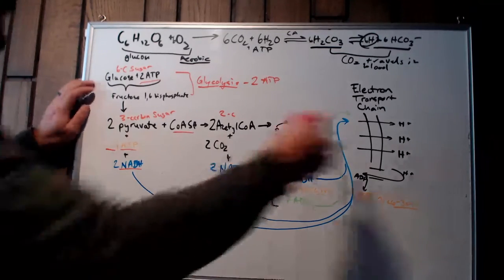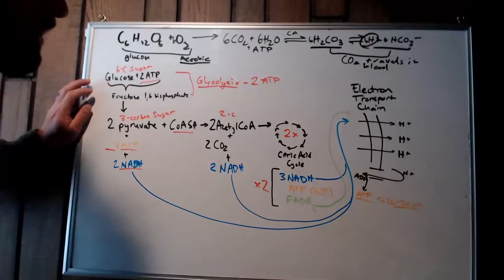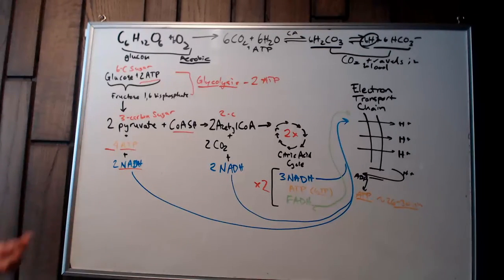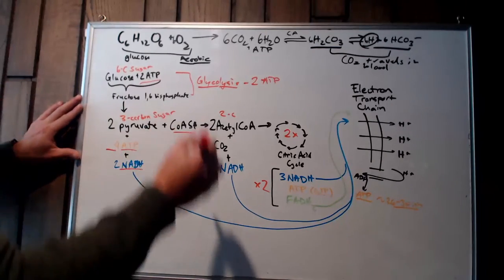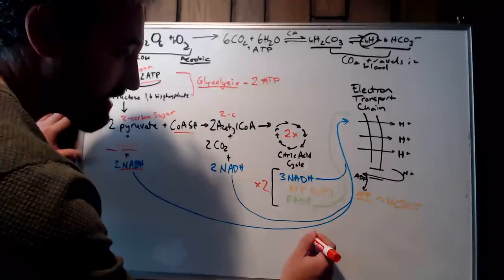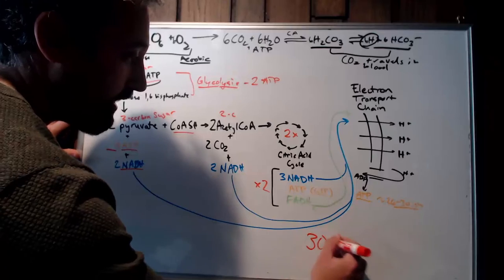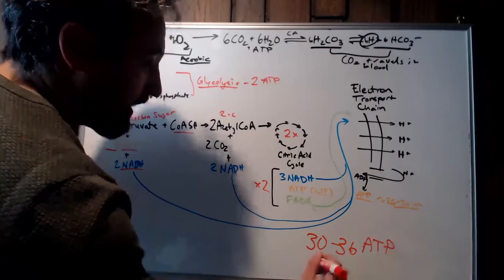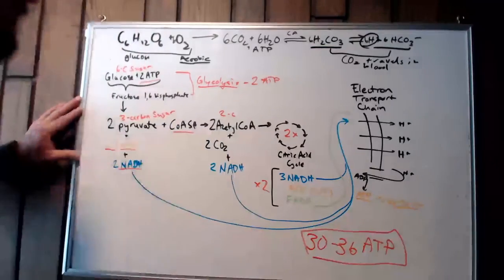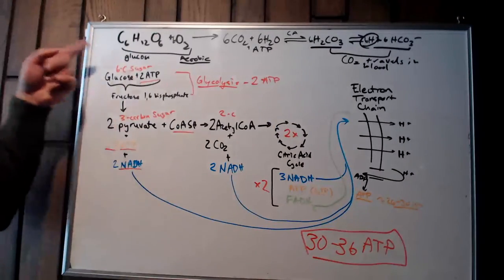You can actually get it so that it pumps out somewhere between 26 and 30-ish ATP overall, so that once we get all said and done, we will create something along the lines of 30 to 36 ATP as a net. And that is a fair amount of ATP per glucose.